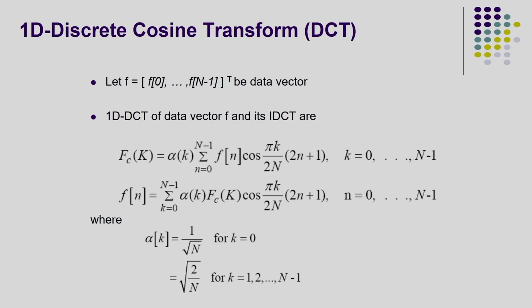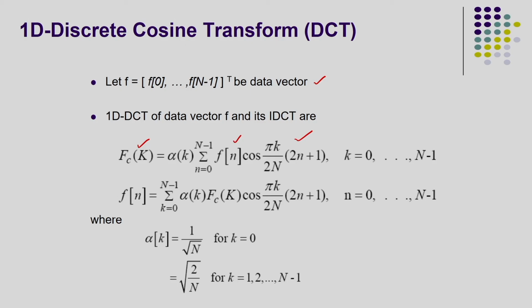First I am considering 1D discrete cosine transform. I am considering the data vector f, that is f0, f1, up to f n minus 1, and I am considering the transpose because I am considering a column vector. After this, the DCT can be defined like this. The DCT Fc(k) of the input sequence f(n) is defined by this equation. Here you can see Fc(k) is equal to alpha k, sum over n equal to 0 to N minus 1, f(n) cos of pi k divided by 2N times (2n plus 1). In DCT, this cosine term is the transformation kernel.